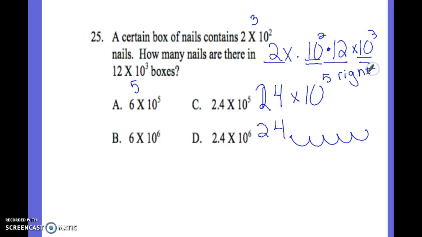But this first number has to be between 1 and 10, so my decimal now is here. So now I have to go 6 right. 1, 2, 3, 4, 5, 6. So I get 2.4 times 10 to the 6th, which is D.